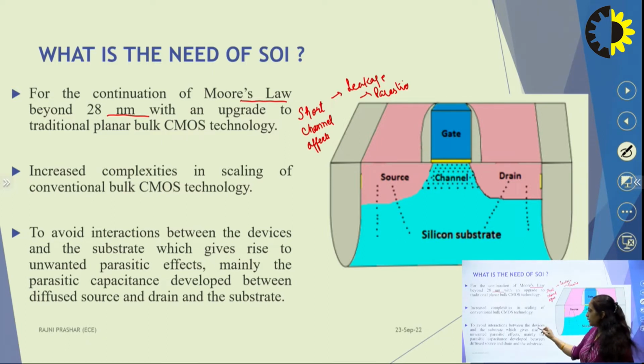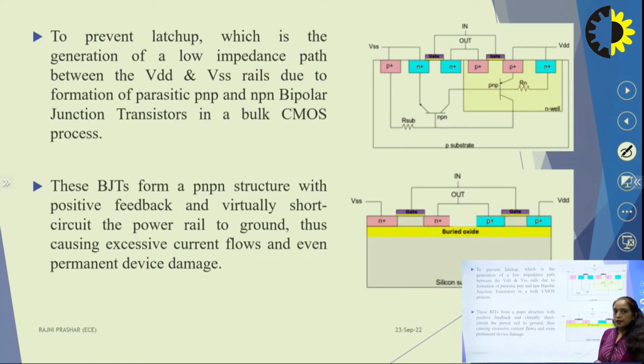So, to avoid the interaction between the devices and the substrate, which gives rise to some unwanted parasitic capacitance, mainly due to the parasitic capacitance developed between the source and the drain, we need to have this SOI technology. The next drawback is that sometimes, when we go down the technology, when we reduce the VDD and the VSS supply voltages, there will be a short channel effect, and there will be a low resistance path between VDD and ground.